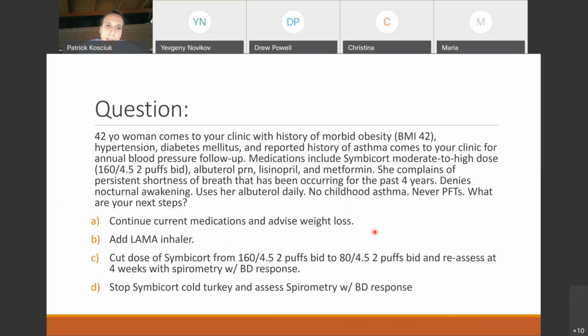So what should we be doing for this patient? What should be our next step, especially because her symptoms are still persistent? Would you say to continue our current medications? Would we add a LAMA? Would we cut our dose of the Symbicort in half and reassess with spirometry? Or should we stop it cold turkey and reassess with spirometry? I'll leave the question out there. We'll do it for a minute, and then I will go to the next slide.